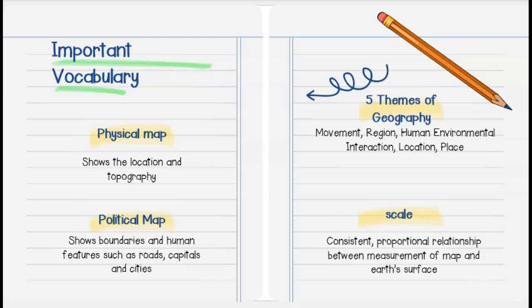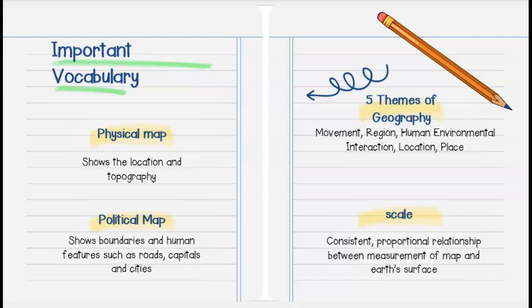And then a review, the 5 themes of geography: movement, region, human environmental interaction, location, and place. And if you remember that acronym, Mr. Help, the M for Mr., M is movement, R is region, and then help is human environmental, so there's 2 in there, and then L would be location, P would be place. So that's how you can remember the 5 themes of geography is Mr. Help, movement, region, human environmental interaction, location, and place.